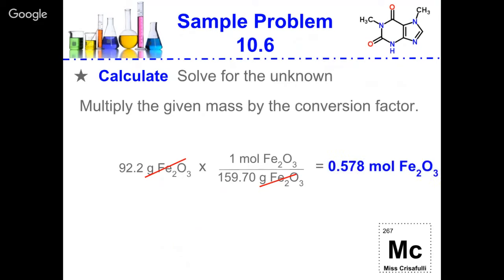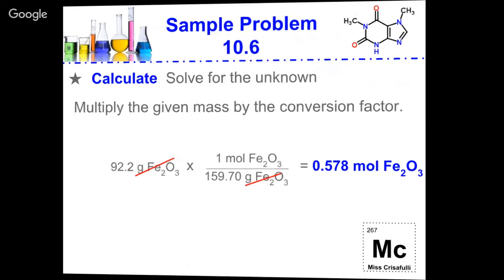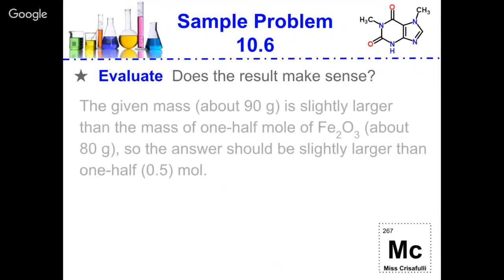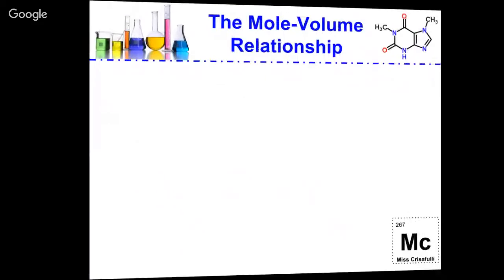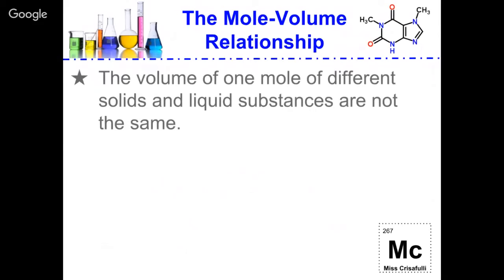92.2 has 3 significant figures, so our answer needs to have 3 significant figures, 0.578, and it does. Again, check. Does it make sense? It's about 1/2 a mole, and the answer should be about half. That's correct. Now let's talk about mole-volume relationships.